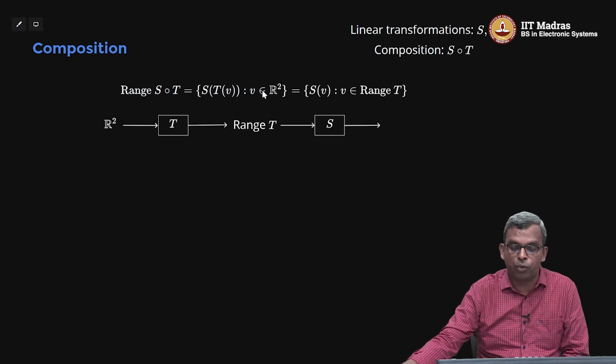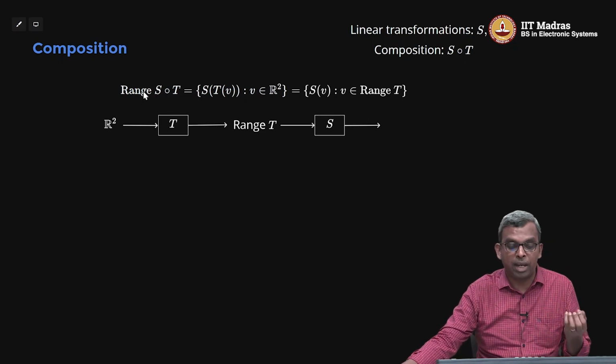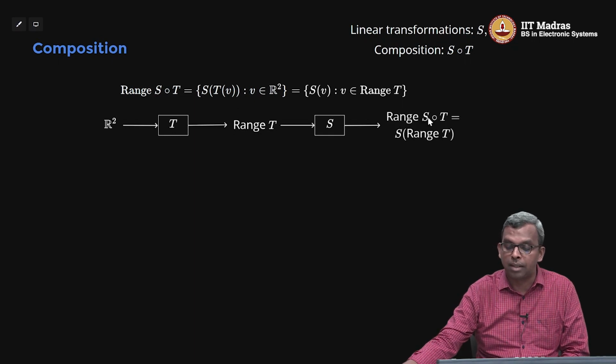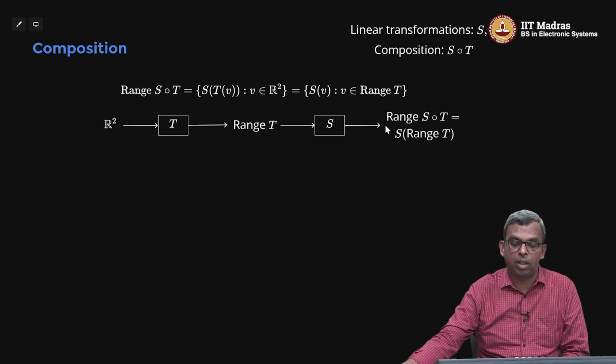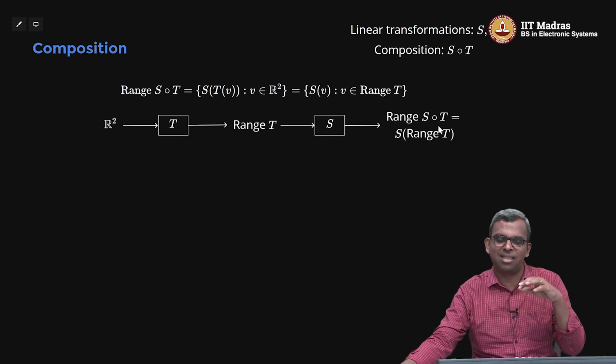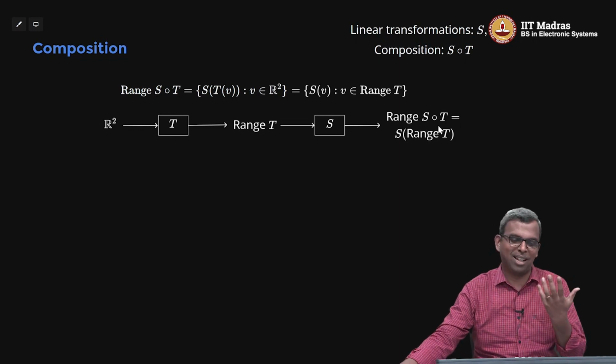So, there is range of T and then there is range of S, which is S of V when V is all R2. Now, the range of S composed with T is S of V when V is restricted only to range of T. That is the picture that you should have in mind. So, this is range of S composed T, which is S of range T. I hope this picture is clear to you. This kind of visualization sometimes helps, and this kind of thinking in terms of subspaces is actually linear algebraic thinking in some sense.